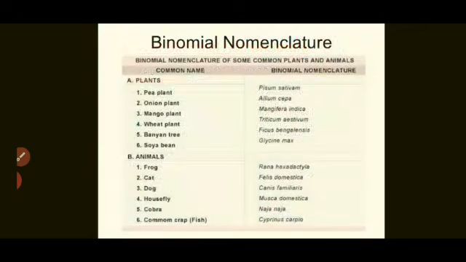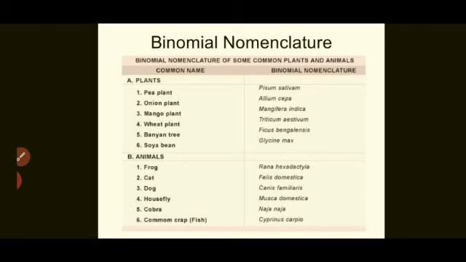Here are a few binomial names of some common plants and animals. Common names are given, and the binomial nomenclature, the scientific names, are given. Coming to the plants, pea plant, scientific name Pisum sativum. Onion, Allium cepa. Mango, Mangifera indica. Wheat, Triticum aestivum. Banyan tree, Ficus bengalensis. Soybean, Glycine max.